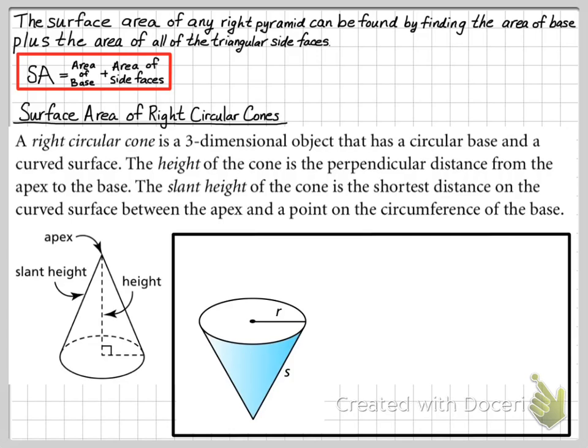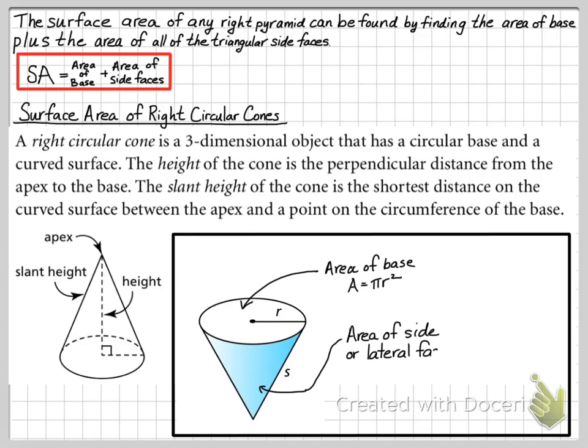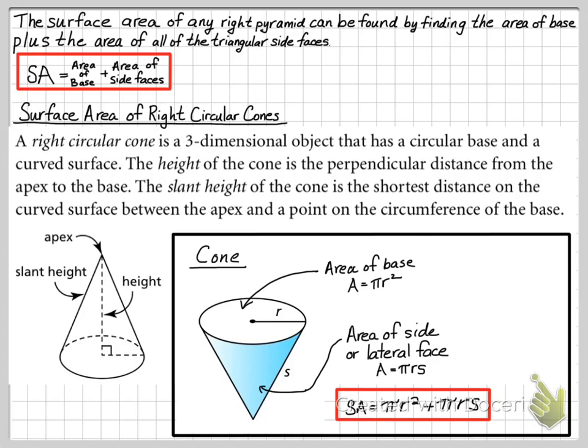If we look at the cone that's upside down, we say that the base has an area of pi r squared. Now the side surface of a cone, or lateral face, has an area of pi rs. So putting those two together gives us the total surface area of a cone: pi r squared for the base plus pi rs for the side. You may be asked to calculate just the base or just the side on an assignment or an exam.